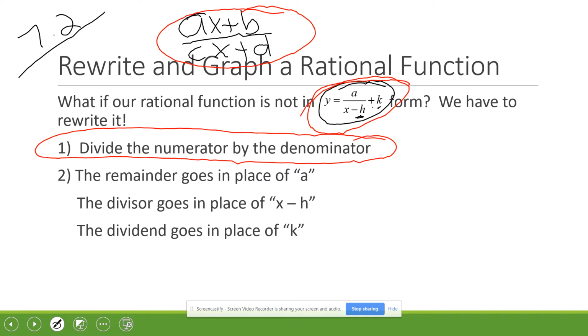And we have the remainder going in for a up here. The divisor, or the stuff on the outside, is your x minus h. And then the top part, or the dividend, is k.